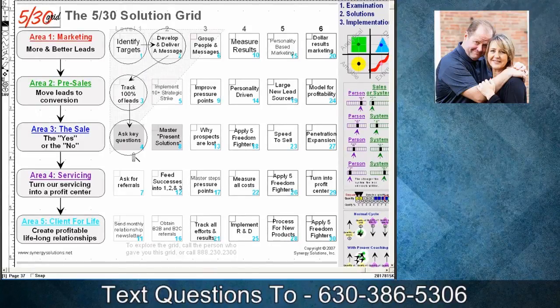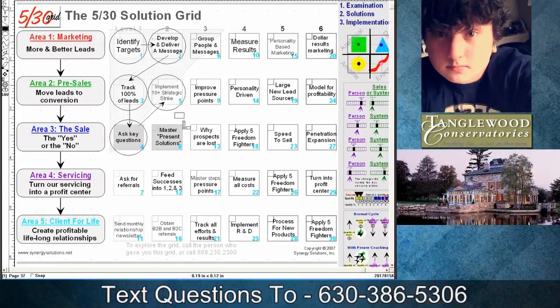Well, after asking key questions, you're going to want to implement the 10 strategic strike. That is going back and going over the messages. It's touching the person 10 times, because you're not going to make the sale on your very first touch. It typically takes 10 plus touches to make the sale. After you touch the person 10 plus times, you would group your people in messages. Grouping people in messages would help you make the sale and create a lifelong profitable relationship.